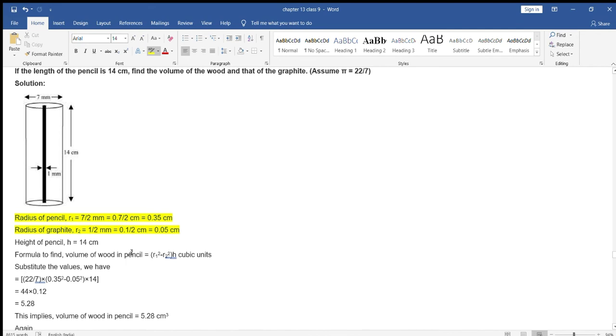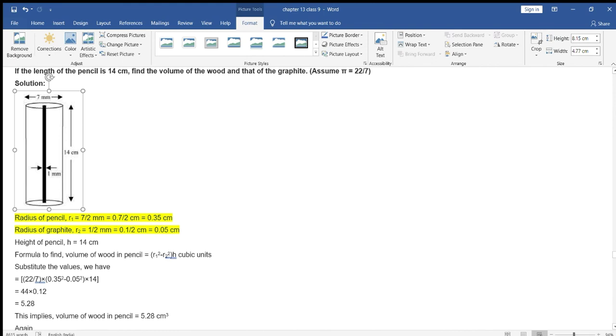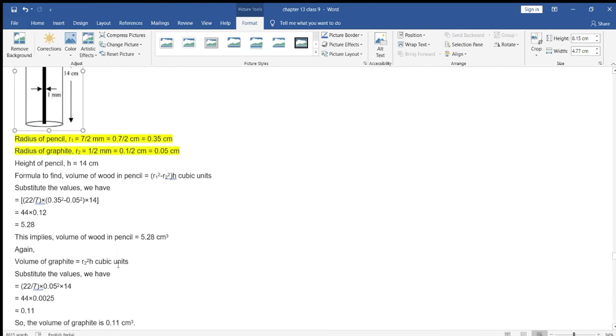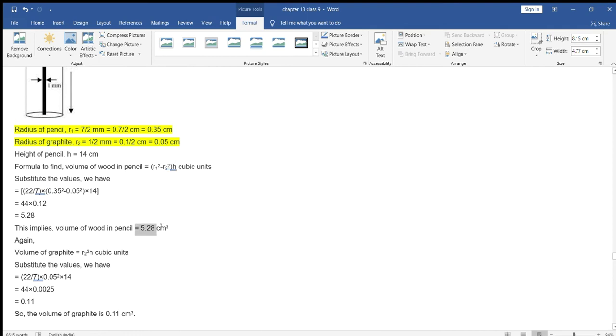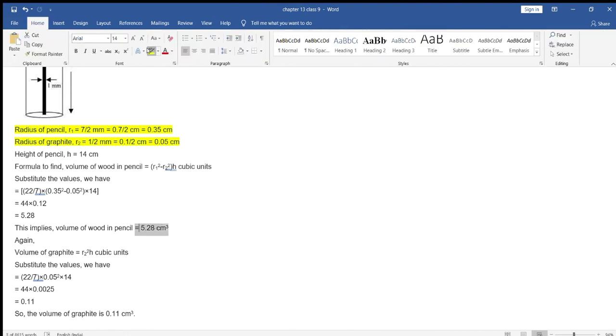How much r? You can find it out by subtracting inner from outer. ये देखो, from the center it is 0.35 and from the center it is 0.05. तो जब आप दोनों को subtract कर दोगे, you will find the remaining one. That's why we have done it. Okay, so this is the volume of the pencil. This one is the volume of the pencil.